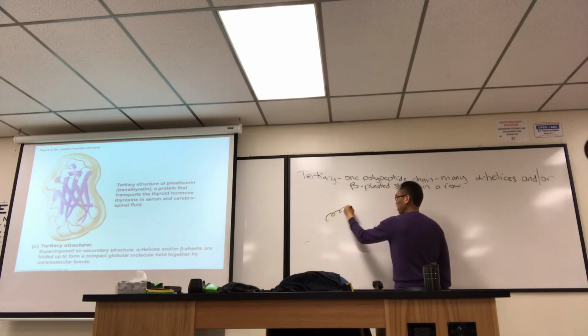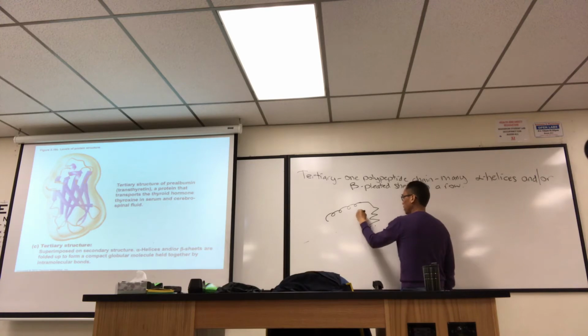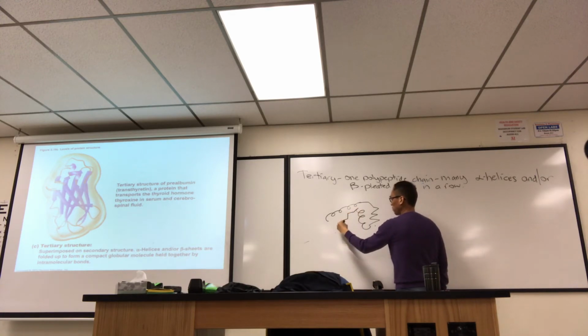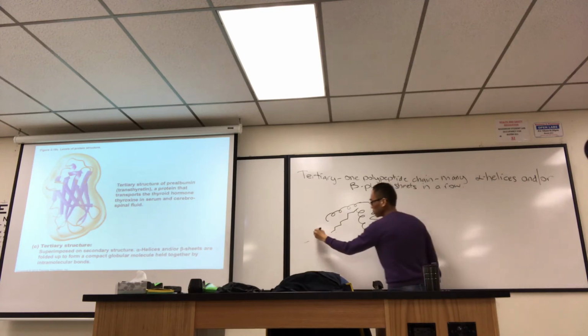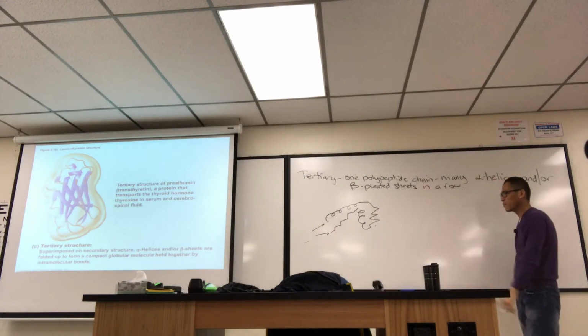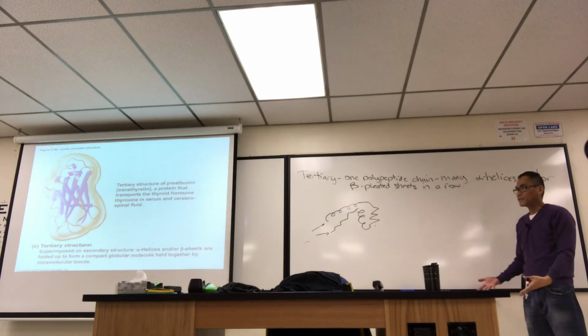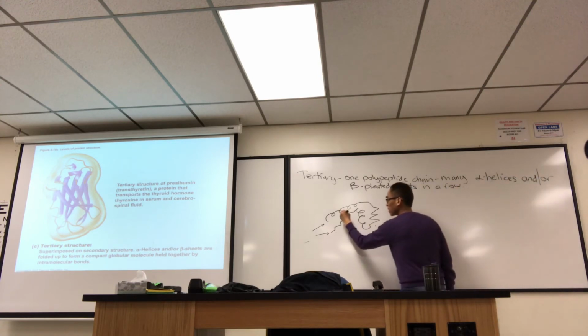So maybe this is an alpha helix, and right next to it is a beta pleated sheet. And maybe this is another alpha helix, followed by another beta pleated sheet. But that's all one polypeptide chain. It has a start, and it has an end. And to maintain this random shape that I've drawn, maybe there are other kinds of bonding that help it maintain this tertiary structure. Maybe there's hydrogen bonding here, H bonds.